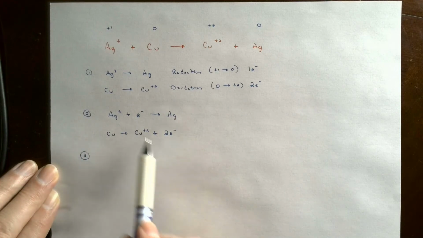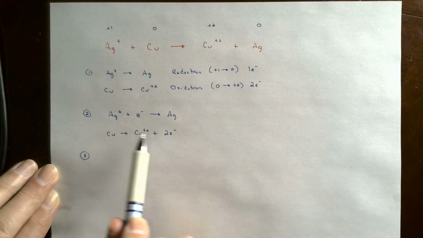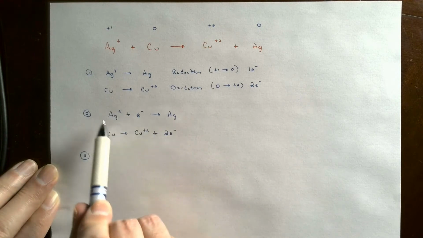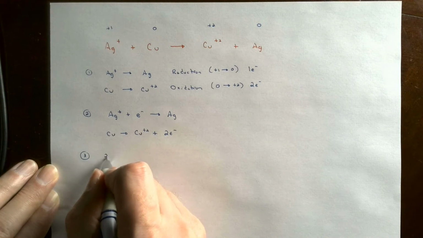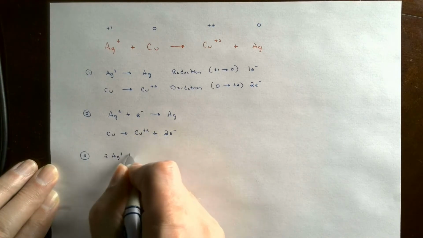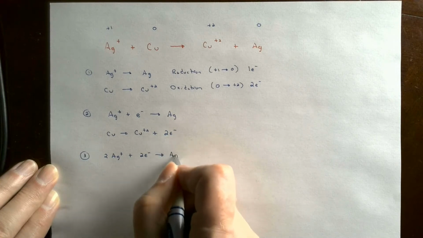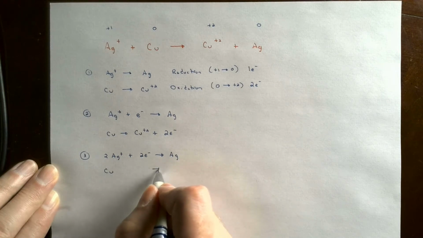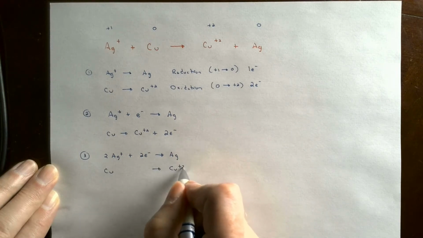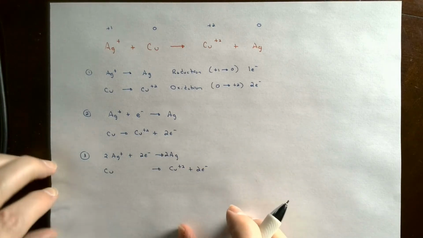Now we have to balance the number of electrons. So 2 electrons here, 1 electron there. We're just going to multiply everything in the silver half reaction to get 2 electrons. So we have 2 Ag plus 2 electrons to produce 2 silver, and copper is left as it is: Cu to Cu2+ plus 2 electrons. Whoops, that should be a 2 right there.